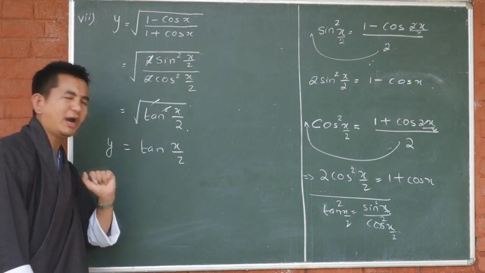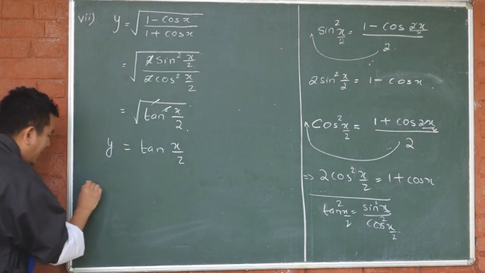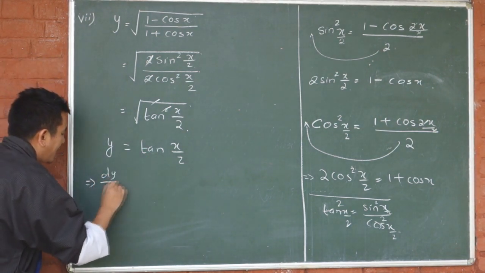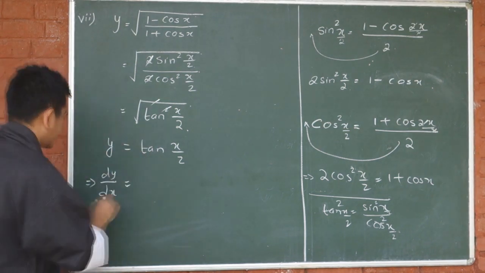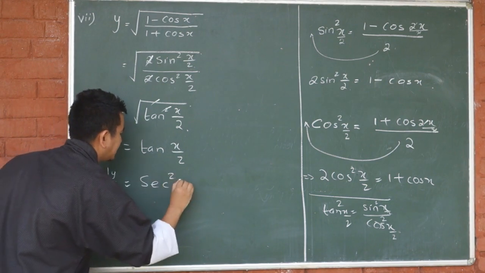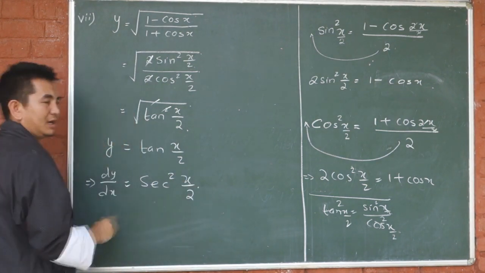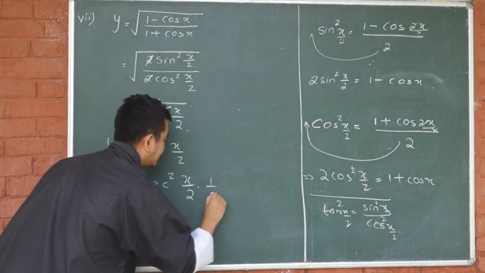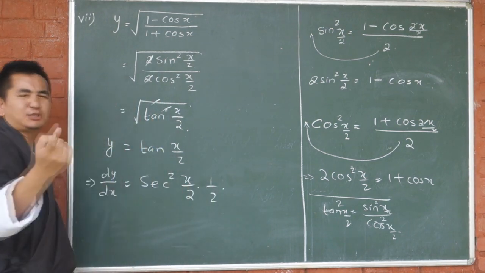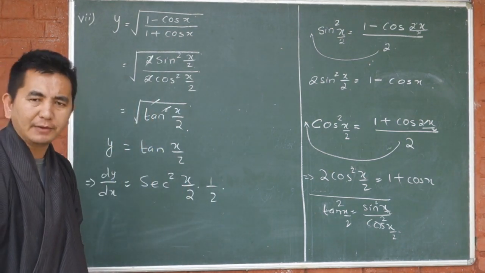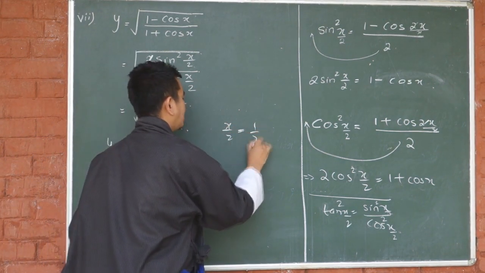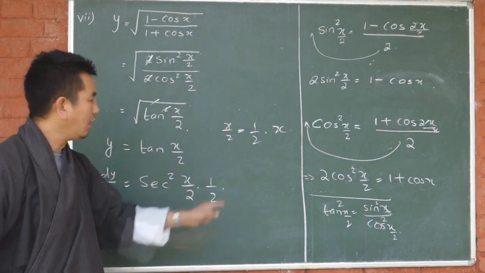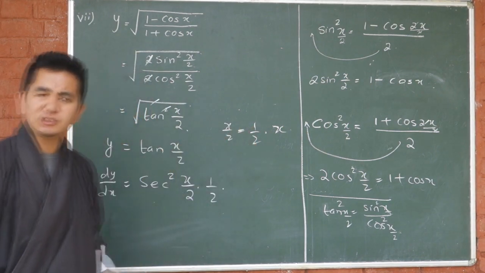One is tan and one is angle. Differentiate this one. We have dy by dx is equal to, what's the differentiation of tan x? Sec square x. So that means this becomes sec square x by 2. This angle 1 by 2 is a constant, and differentiation of x becomes 1. Isn't it? 1 by x by 2 means the same as 1 by 2 times x. Isn't it?